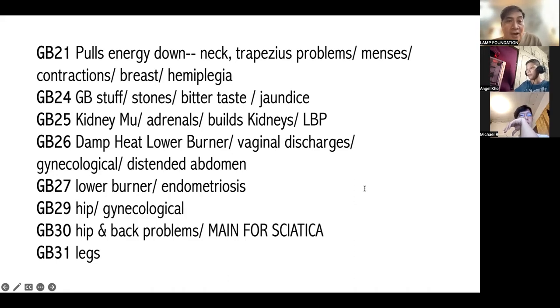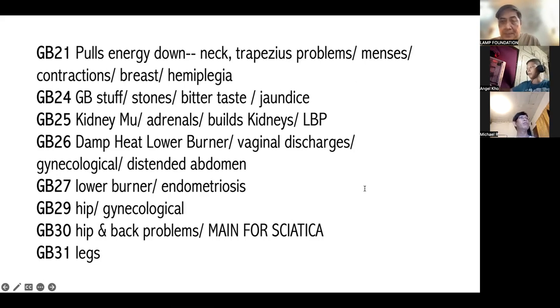Jaundice. GB25 is the alarm point of the kidney, remember? For the adrenals, builds the kidneys, for those with low blood pressure. Gallbladder 26 for damp heat in the lower burner. We know there's damp heat when the coating of your tongue turns yellow, in the posterior third, and when urine is smelly. Vaginal discharges, gynecological, distended abdomen, the GB26. GB27 for the lower burner, endometriosis.